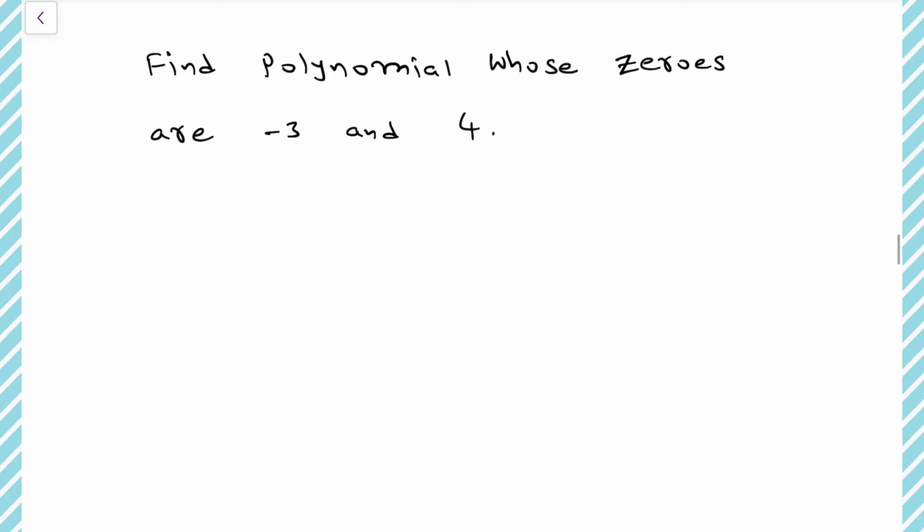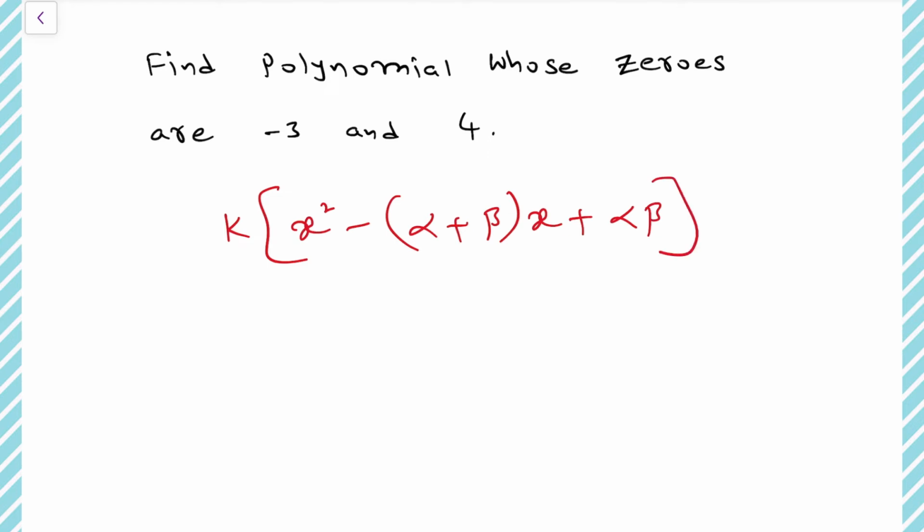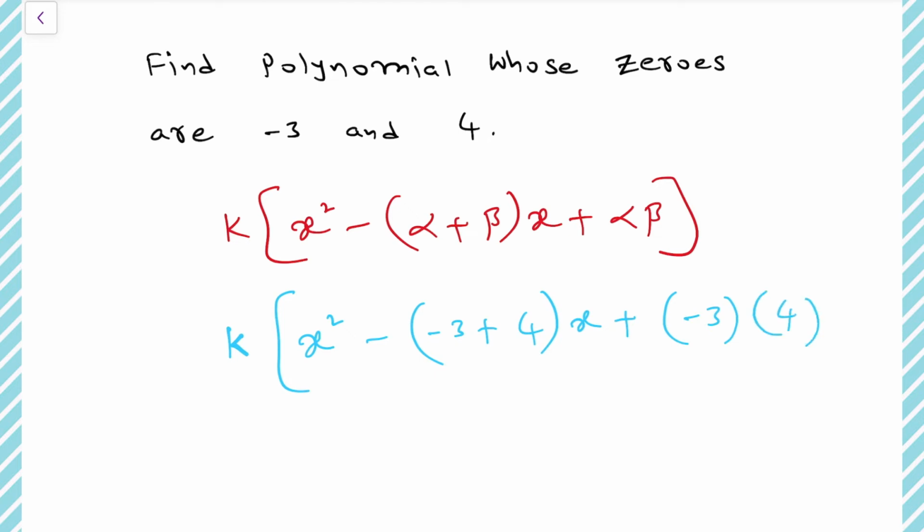Next question. Find the quadratic polynomial if the zeros are minus 3 and 4. So whenever we have two zeros, to find out a quadratic polynomial, we have one formula: k into x square minus alpha plus beta into x plus alpha beta. Here alpha and beta are nothing but zeros of the quadratic polynomial. So here k as it is into x square minus alpha is minus 3 plus beta is 4 into x plus alpha minus 3 into beta 4.